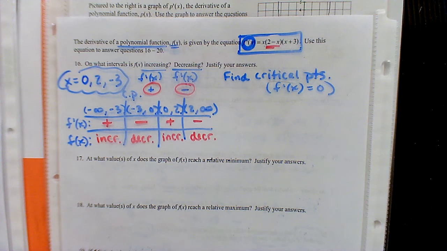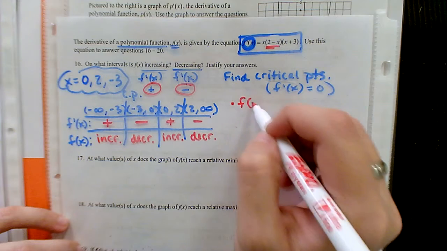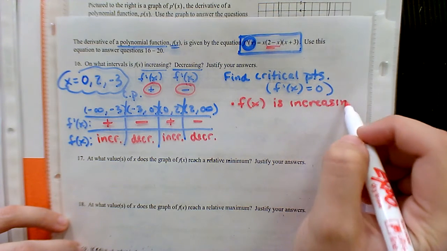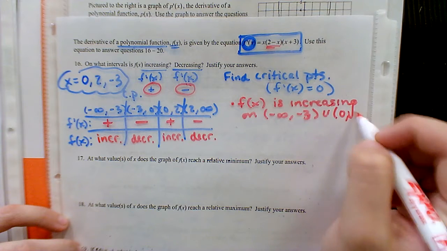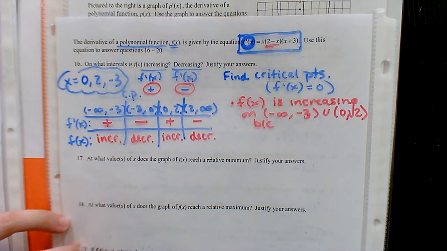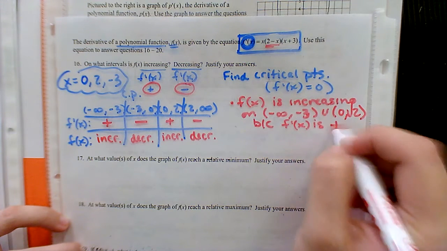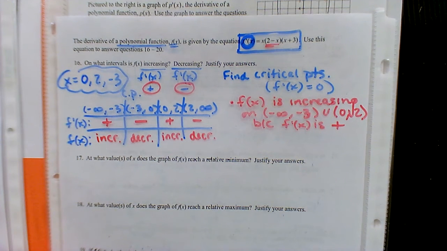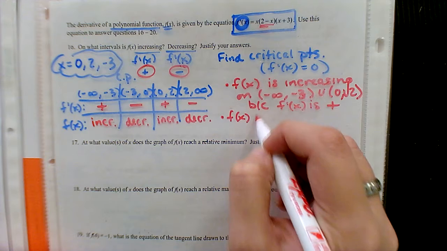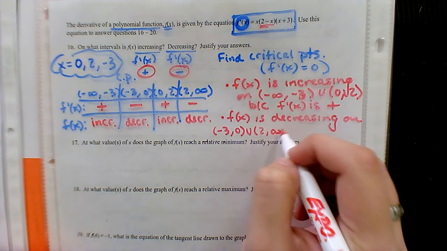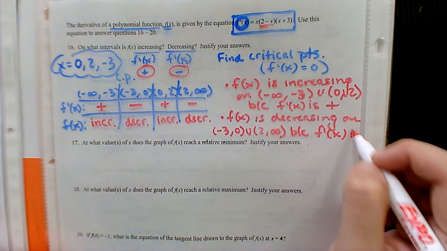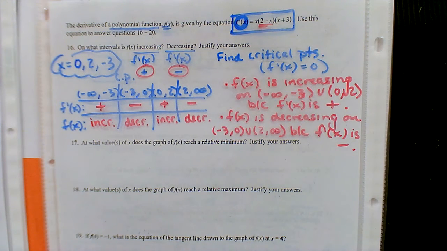All right, so based off of this informational chart, we should be able to answer these questions. Where are we increasing, where are we decreasing? Maybe we'll start with increasing first. F of x is increasing on the intervals, let's see, negative infinity to negative 3 and 0 to 2 because we found the derivative was positive. We can write a similar statement for decreasing. F of x is decreasing on the intervals of negative 3 to 0 and 2 to infinity because the derivative is negative. Nothing new, right? Solidifying, letting it sink in.